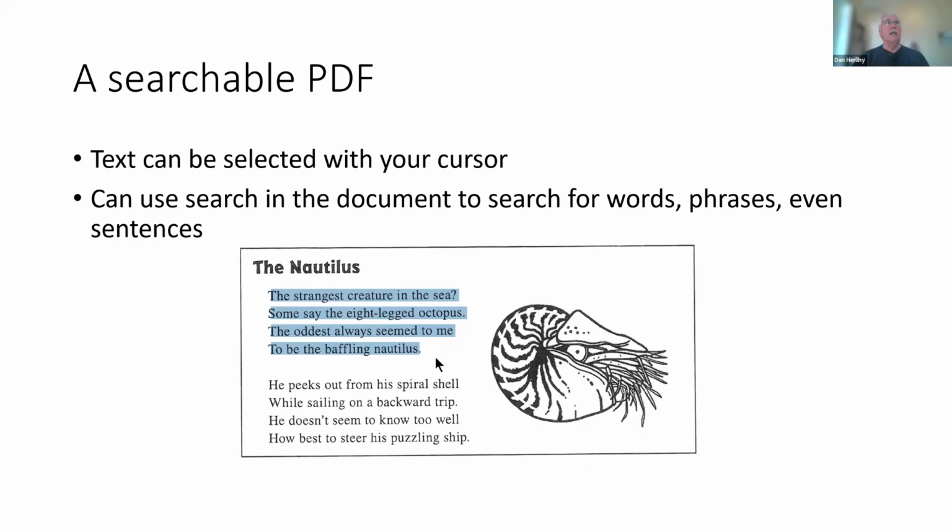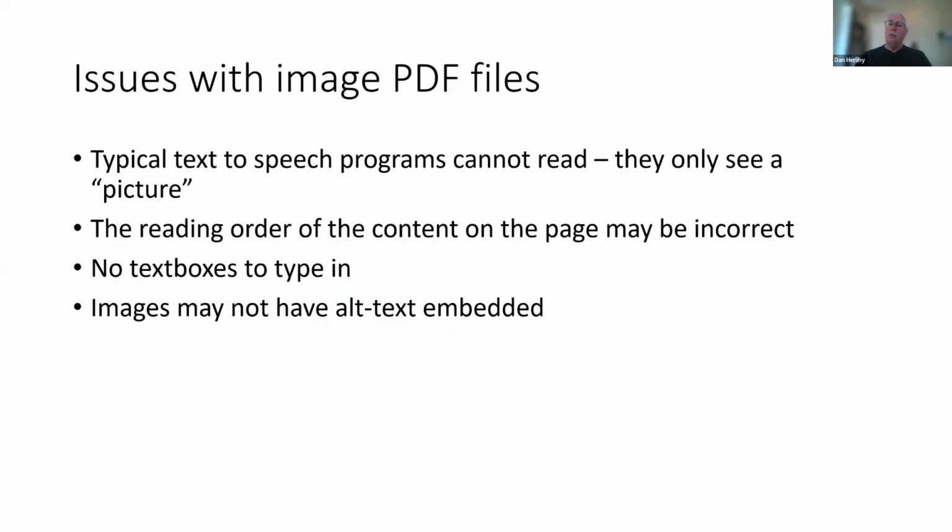You need to start to think, once again, systemically, instead of just, well, I get it fixed for here. Why don't we get it fixed at this level for everybody? The issues with image PDF files: the text-to-speech programs cannot read them. They only see a picture. The reading order of the content on the page may be incorrect. Think of a document that has multiple columns. It's got maybe a title at the top and a couple of columns, and we're going to look at some of this.